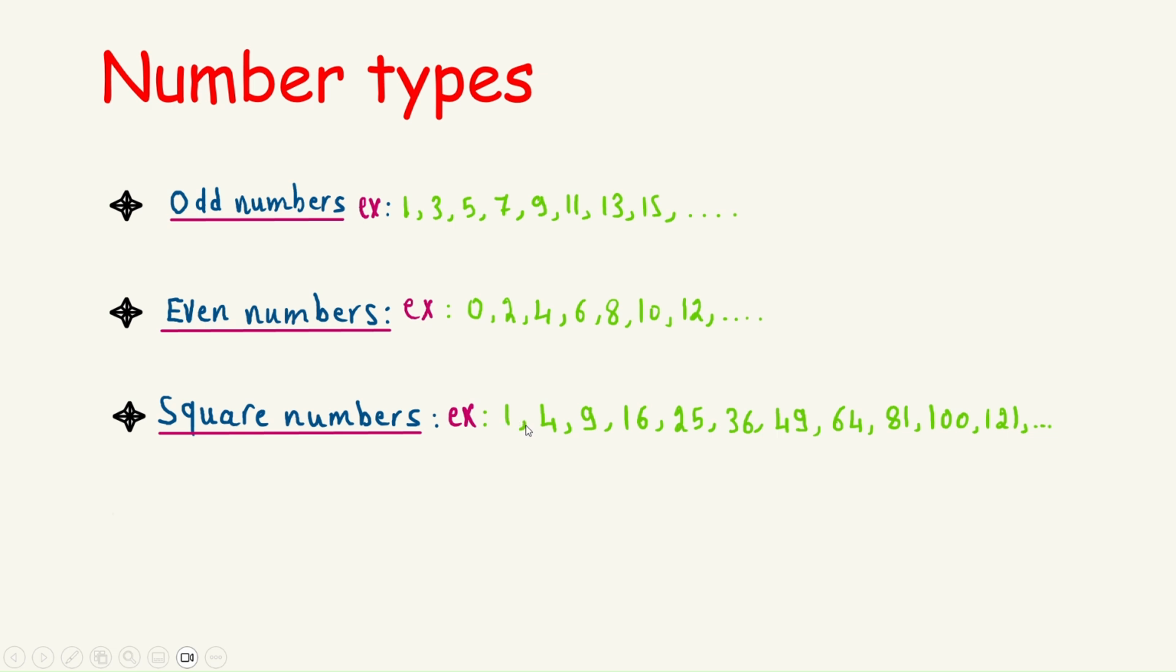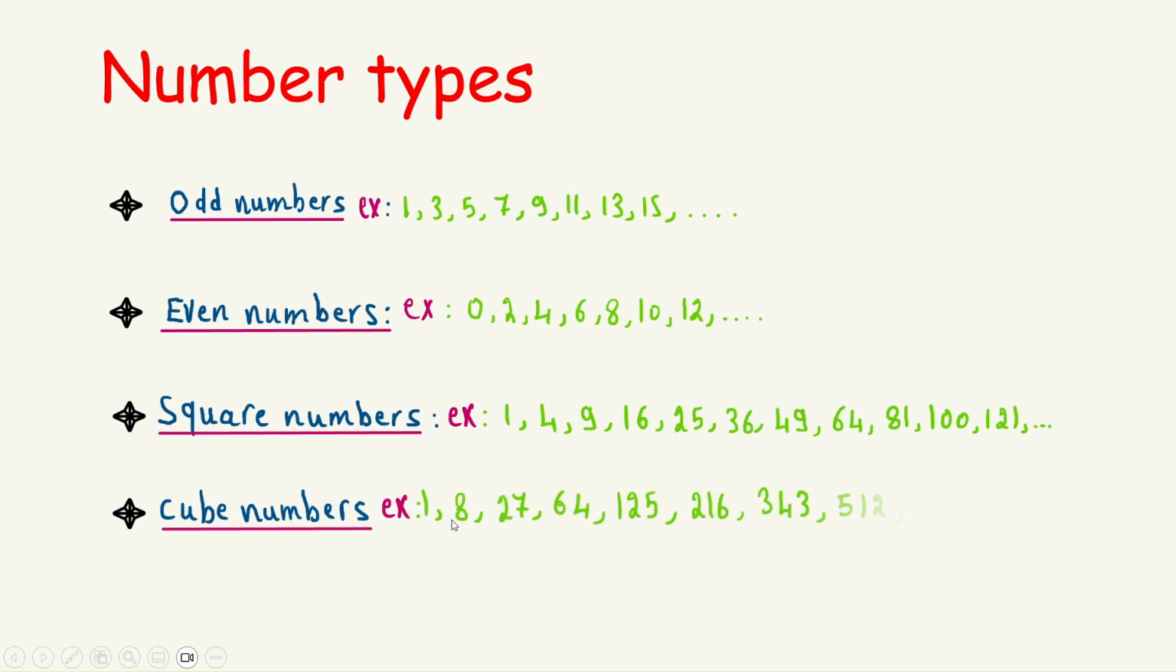Now, cube numbers, like 1, 8, 27, and so on, because 1 can be written as 1 cubed or 1 to the power of 3, 8 is 2 to the power of 3, 27 is 3 to the power of 3, 64 is 4 to the power of 3, and so on. The most important one is 1000 here, which is 10 to the power of 3.